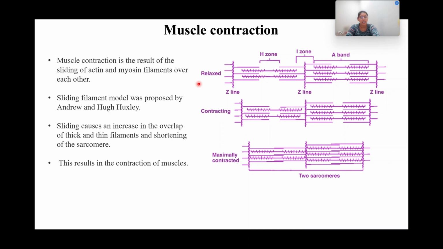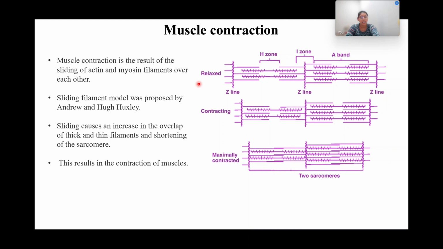So myosin will not just remain attached. It will detach, bind to ATP, again hydrolyze ATP, again bind to actin, and it keeps pulling it inside because of the presence of calcium 2 plus in the cell. So you can imagine it is constantly pulling the actin filaments closer to each other. So the frequency of contraction is quite high.